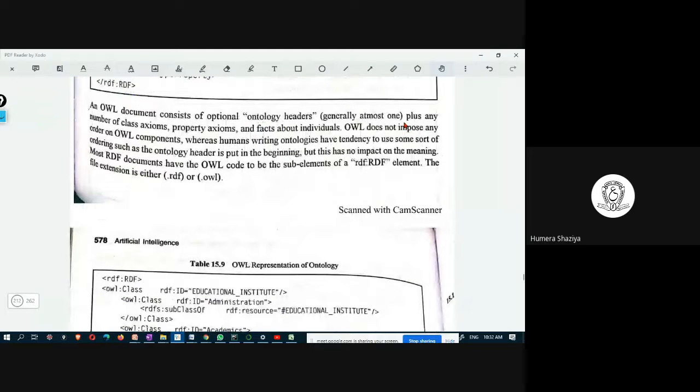An OWL document consists of ontology headers, any number of class axioms, property axioms, and facts about individuals, and OWL does not impose any ordering. You can describe any property in any order. And the extension of this entire file is .rdf or .owl.